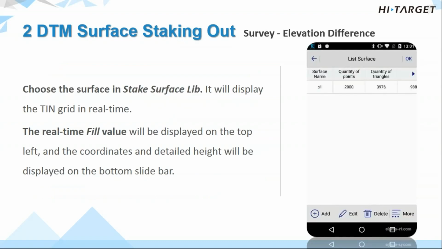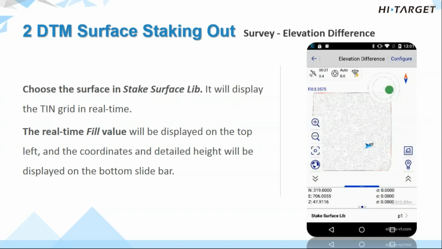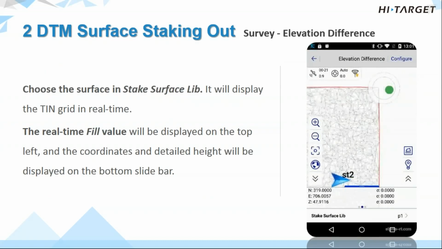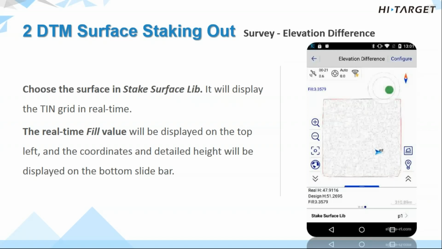And the third part, you could do the DTM surface staking out in the elevation difference option. Please choose the surface in Stake Surface Library. It will display the TIN grade in real time. The real-time field value will be displayed on the top left, and the coordinates and detailed height will be displayed on the bottom sidebar. That's about the staking out.